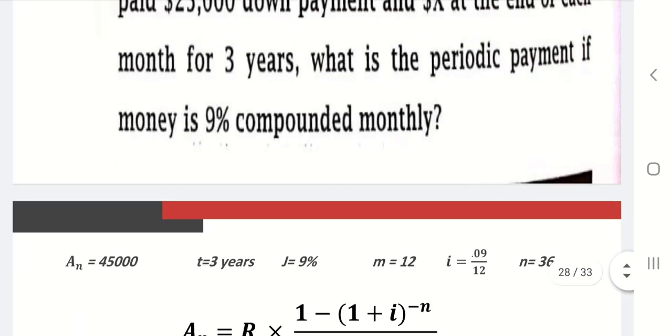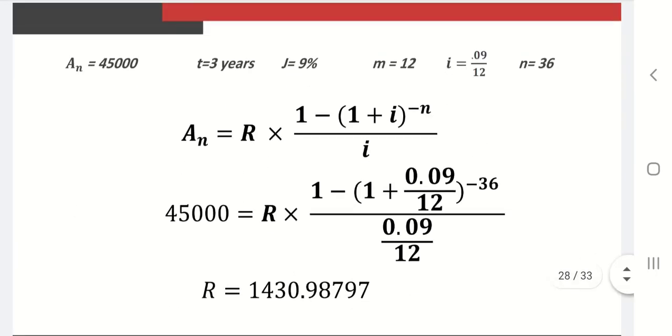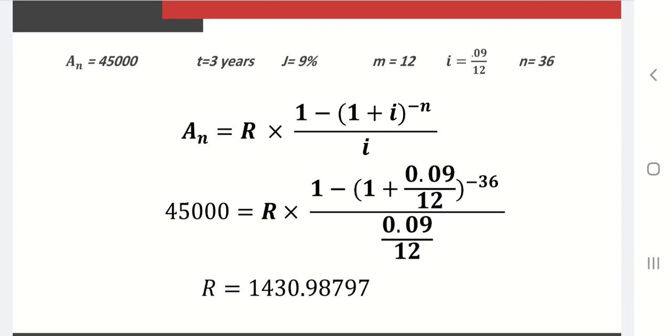Now, by substituting for A sub n $45,000 and T equals 3 years, J equal 9% and it's compounded monthly, so M equal 12 and I will be equal to 9% over 12. The total time is 3 years, and because M equals 12, 3 times 12 equals 36. To get R, we substitute in the formula A sub n equals R times 1 minus 1 plus I to the power negative n, over I. So R will be equal to 1,430.